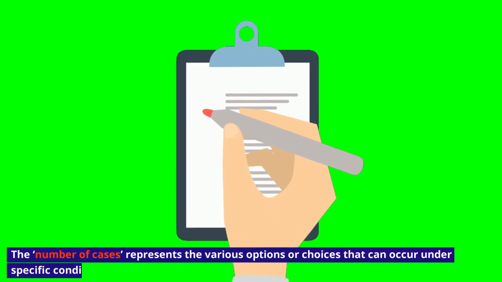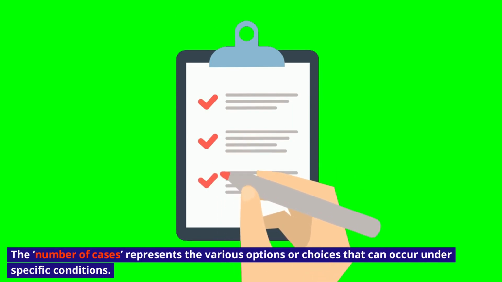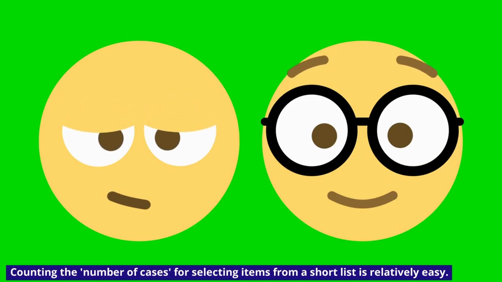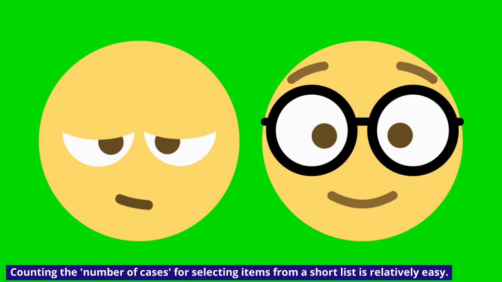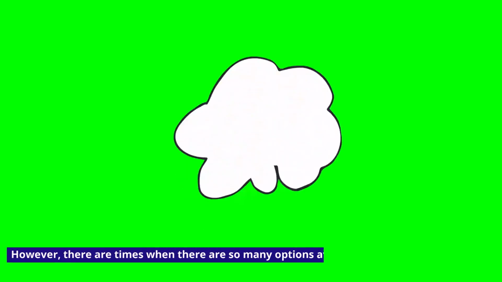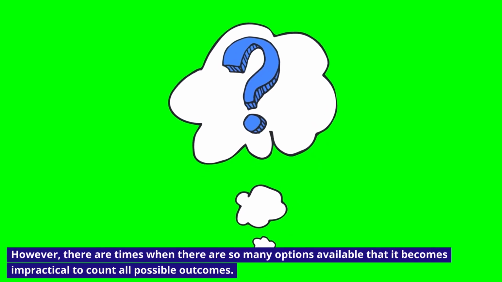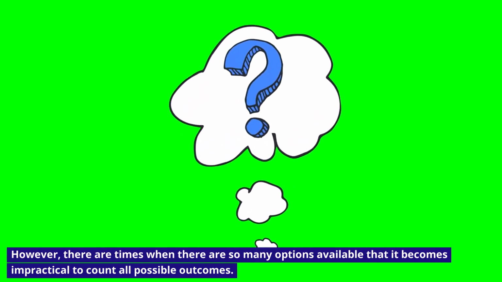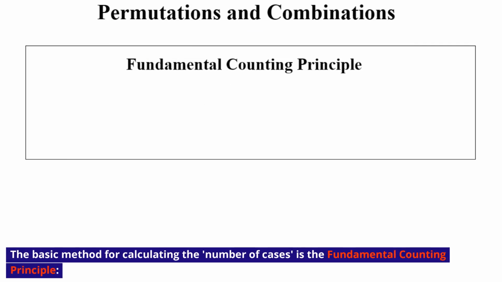The number of cases represents the various options or choices that can occur under specific conditions. Counting the number of cases for selecting items from a short list is relatively easy. However, there are times when there are so many options available that it becomes impractical to count all possible outcomes. The basic method for calculating the number of cases is the fundamental counting principle.